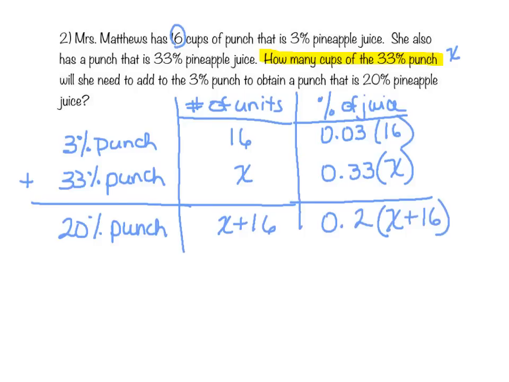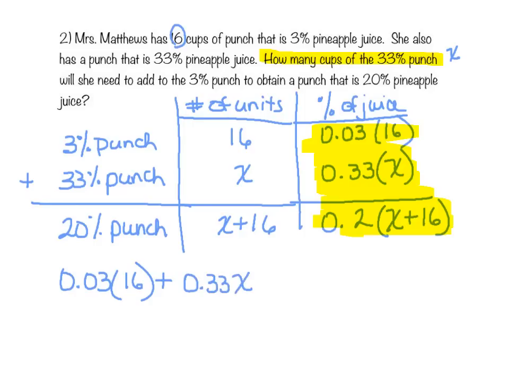So once again, we're going to work with this column to come up with our equation. It looks like this. I'm going to mix together 0.03 times 16, my 16 cups of 3% punch, together with I don't know how many cups of my 33% punch, and then that has to equal my 20% punch, 0.2 times X plus 16. Okay, now let's solve.